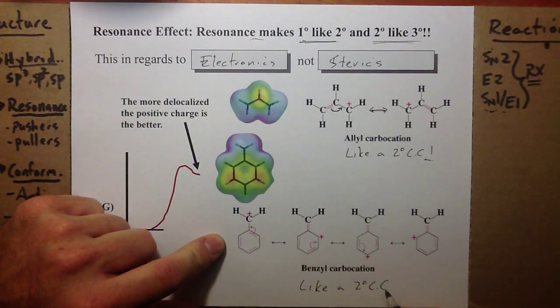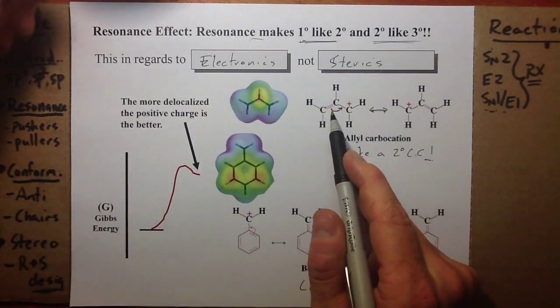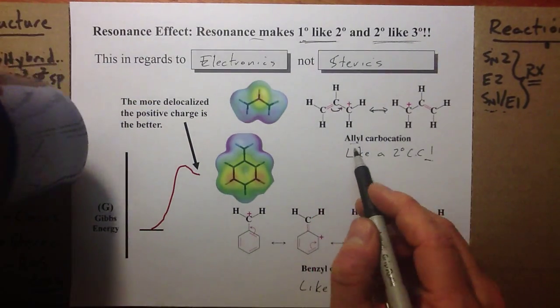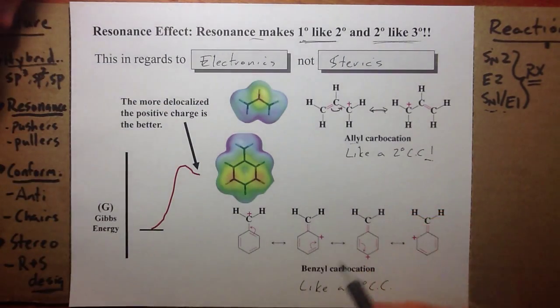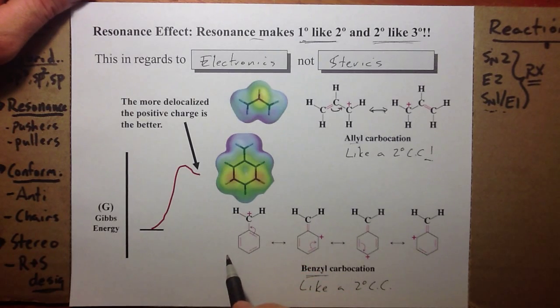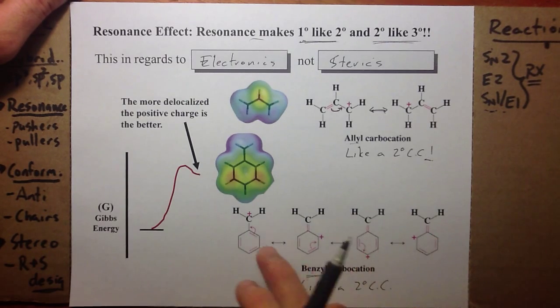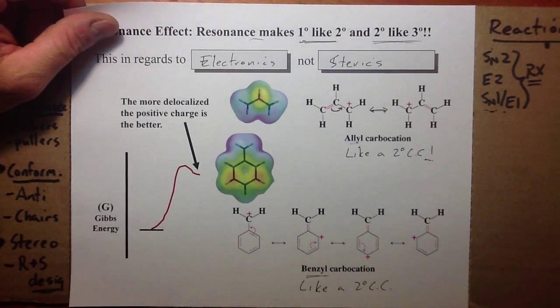Now, which of these two would be more stable? The allylic carbocation, that is a positive charge next to a double bond. They call that an allylic or allyl carbocation. Or is the benzylic or benzyl carbocation more stable? Hope you're saying the benzylic, because we certainly see more resonance forms, and the more resonance you have, the lower energy that positive charge is.